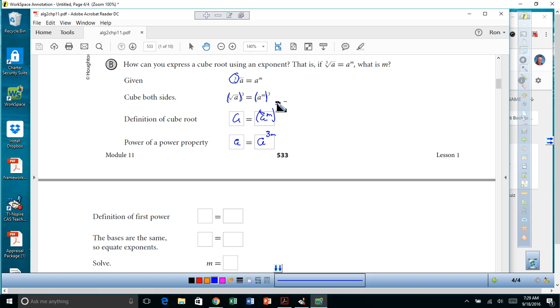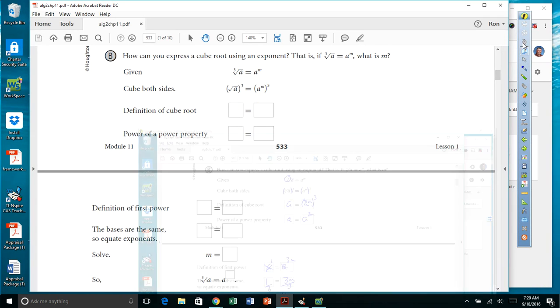Okay? Definition of a first power gives you a to the first equals a to the 3m. Again, we have the same bases, and we've got 1 equals 3m. Divide both sides by 3 to isolate the m, and you get m equals 1/3. Pretty cool, huh?